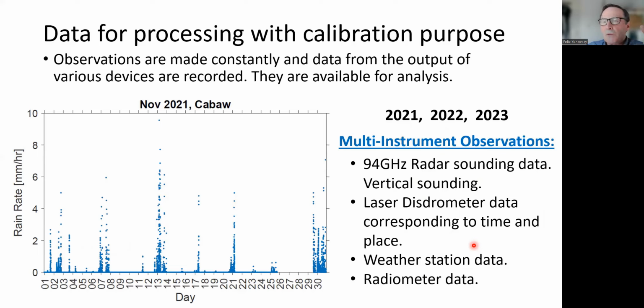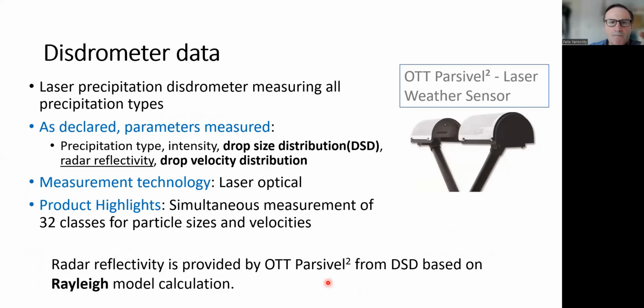The data were collected during 3 years, from 21 to 23, and we selected the days with rain. As an example, you can see here November of 21 and the days with rain intensity. And we have simultaneous measurements from different instruments. Disdrometer data, actually this is data about drop size distribution and drop velocity. These data are provided with new data every 1 minute. Radar gives new data every 3 seconds.